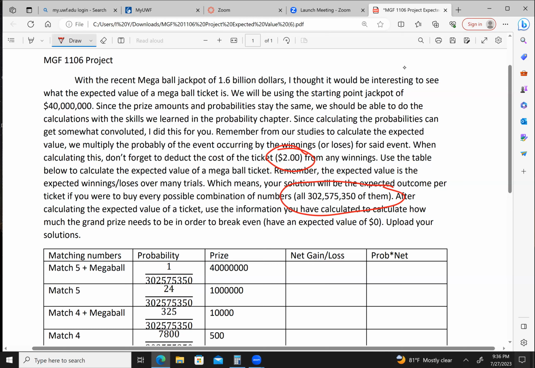If you're not familiar with Mega Millions, there's 5 numbers from, I don't recall what it is, I think it's 1 to 73. And then there's a separate number called the Mega Ball, which is one number from 1 to 26. So I could be mean and make you calculate all the number of possible permutations and combinations, but I didn't. I calculated it for you.